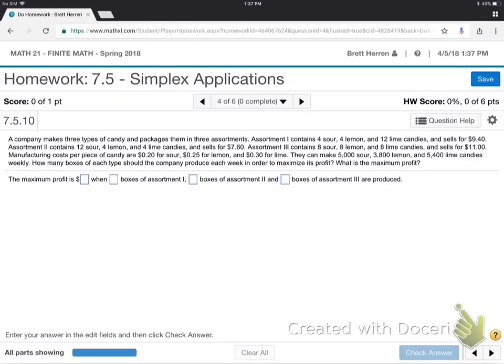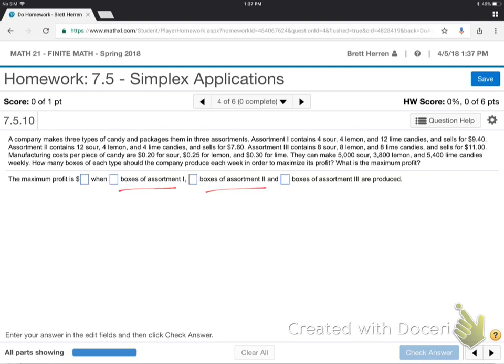Number 4. Challenging one. I didn't realize it was this hard. Okay, so first thing we do is we look at what's going to be going across the top. What letters, variables? They're talking about a lot of things in this problem. How do you know what's going across the top? Whatever it is they're asking for.